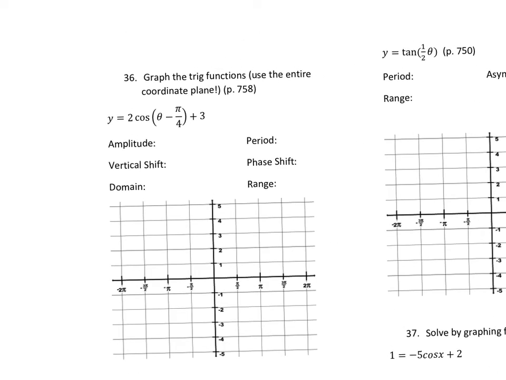I'm going to find the amplitude, which is 2, the period, which is the coefficient of theta or x, so it's 2 pi over b, so 2 pi because b is 1. The vertical shift is up 3, and the phase shift is you're going to go right pi over 4.